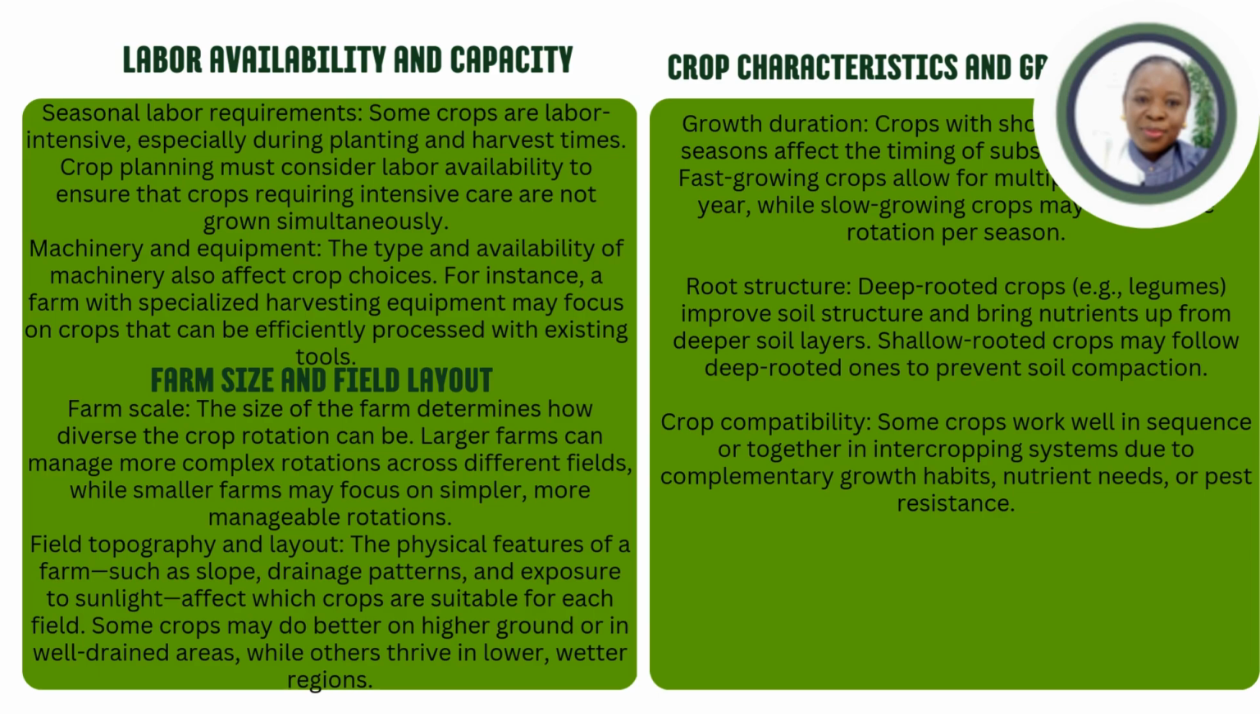Root structure. Deep rooted crops such as legumes improve soil structure and bring nutrients up from deeper soil layers. Shallow rooted crops may follow deep rooted ones to prevent soil compaction.